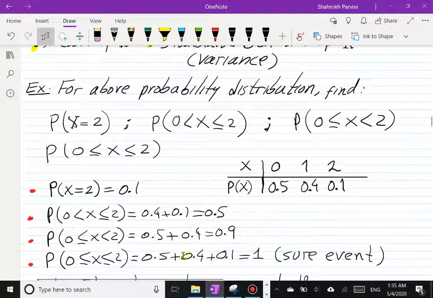And finally, look at the last one. Probability between 0 or 2, inclusive, that means 0, 1, or 2. Well, that's the entire sample space, all that could happen. 50, 40, 10, that's a sure event. In other words, for sure, you would expect to see either no accidents, 1 or 2 accidents. And there you have it.